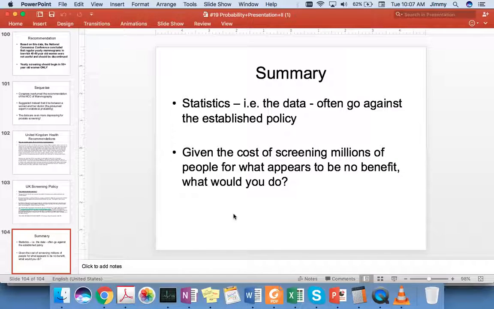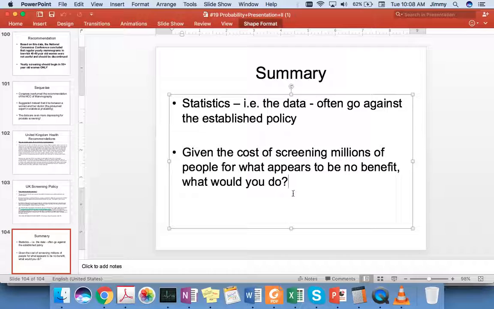So the summary of this is statistics. The data often go against established policy. Given the cost of screening millions of people for what happens to be no effect, what would you do? So this is relating to the UK having a better, more universal health plan than us. To offer that free screening could increase the cost of healthcare.